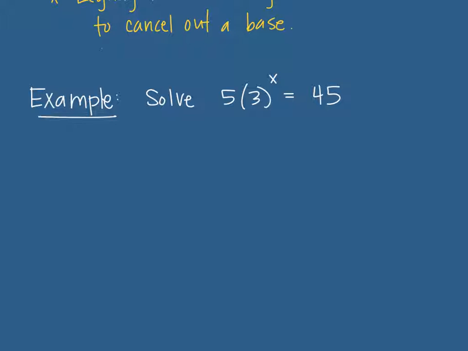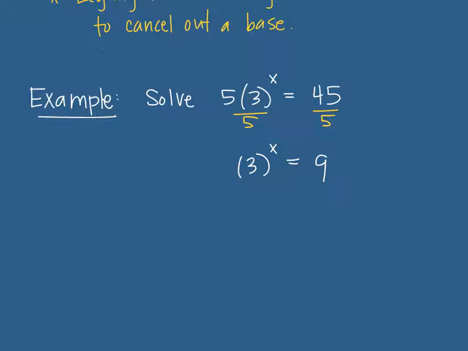What's the easiest legal way to get rid of that 5? Sure, we'll divide both sides by 5. That will give me 3 to the x equals 9. Now some of you know your math facts already, and you know what x is going to be. Can you do that as mental math? Sure, x has got to be 2. Well, what if you had a total brain wash-out and you didn't remember that math fact? Well, then you can use a log on both sides to cancel out the base.